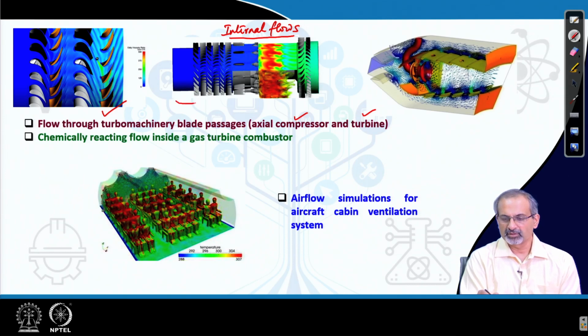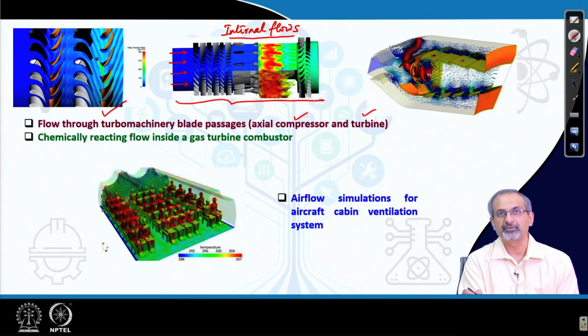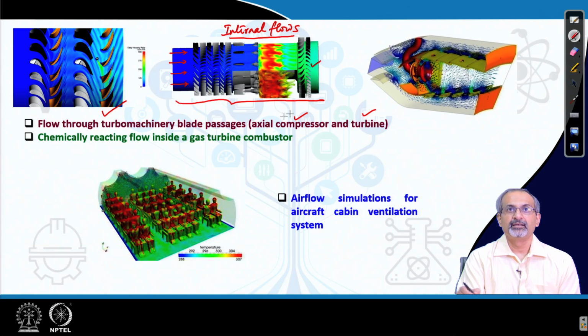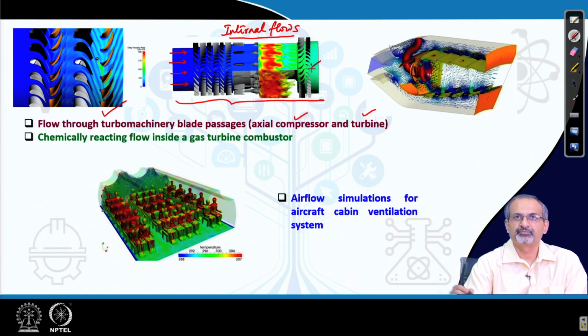This is a more complete engine where you can understand that a flow is coming into the first stage compressor of the gas turbine engine of an aircraft, and then it goes through compression, then it goes into the combustion chamber where fuel is mixed and it is combusted, and then very hot gases are expanded through the turbine. So, there could be computations of this kind which deal with internal aerodynamics.